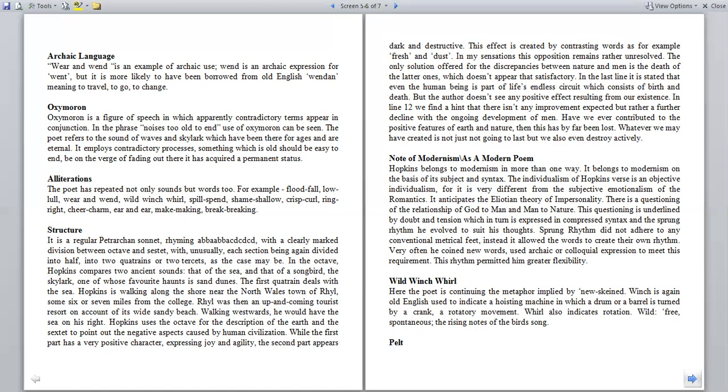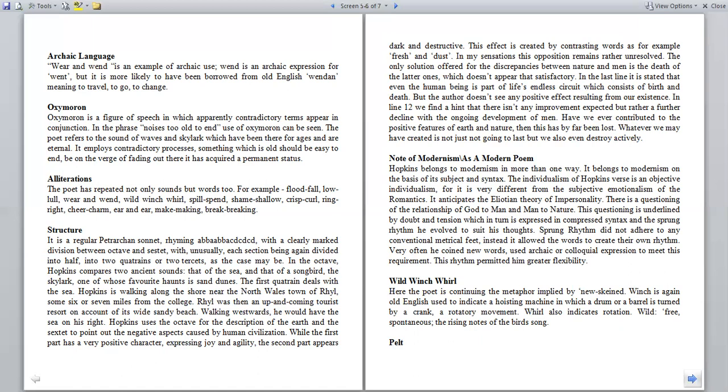Now, there is a note of modernism in the poem. Hopkins belongs to modernism in more than one way. The poem belongs to modernism on the basis of its subject and syntax. The individualism of Hopkins' verse is an objective individualism, for it is very different from the subjective emotionalism of the Romantics. It anticipates the Eliotian theory of impersonality.